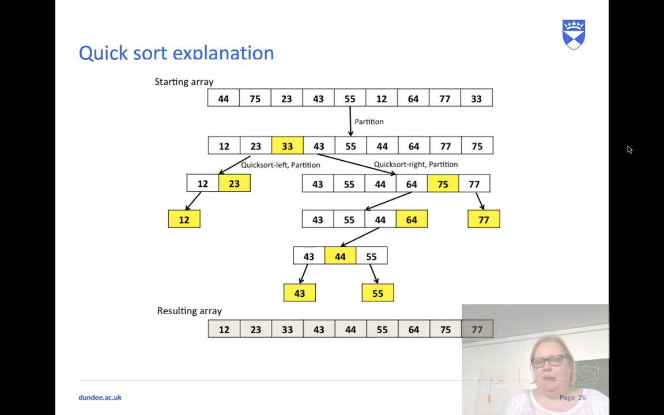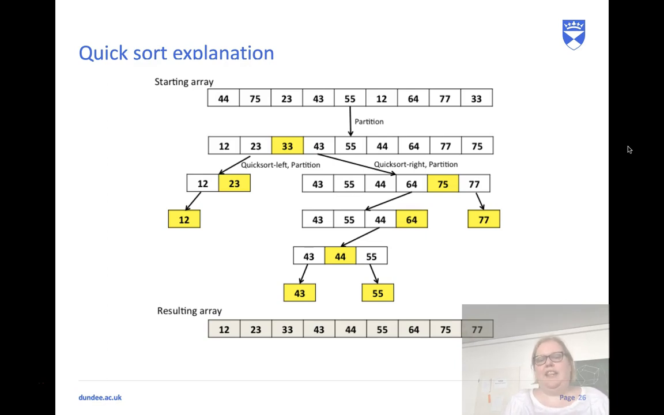I then look through my array and say what data is less than 33, and that goes on the left-hand side. So in this case, it's only 12 and 23. I then look at my data and say, is there anything equal to 33? There's not in this case. There's no repeat data in this case, so that's fine. And then I do the right partition. So I go into what's greater than 33, and that's 43, 55, 44, 64, 77, and 75.